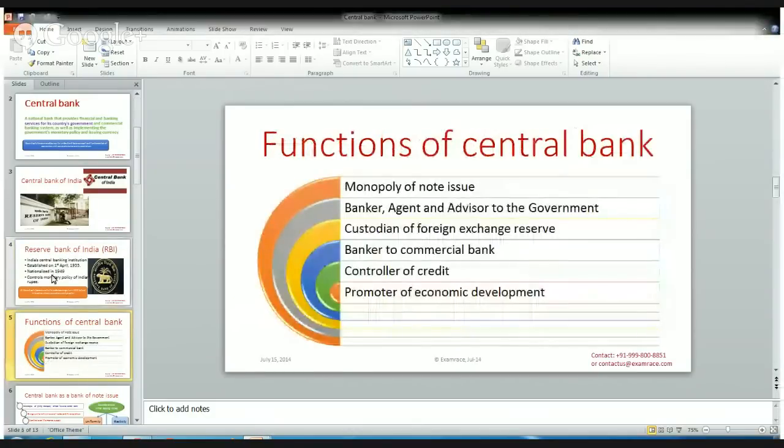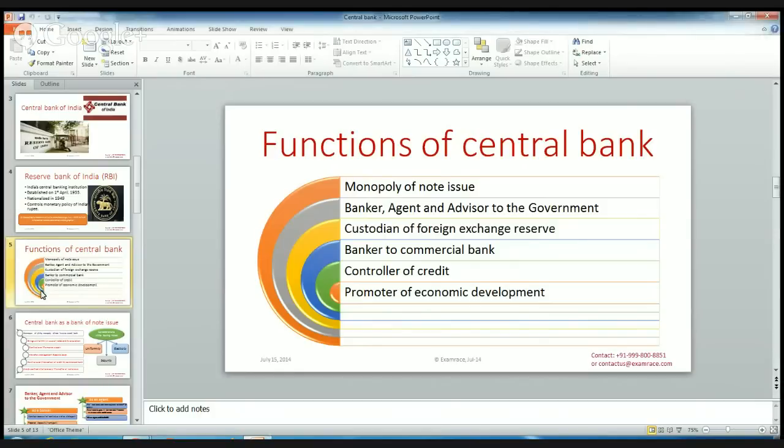Central bank performs various functions: as a monopoly of note issue, as a banker, agent and advisor to the government, as a custodian of foreign exchange reserve, as a banker to the commercial bank, controller of credit, and the promoter of economic development. Let's understand each and every one of these functions in detail.